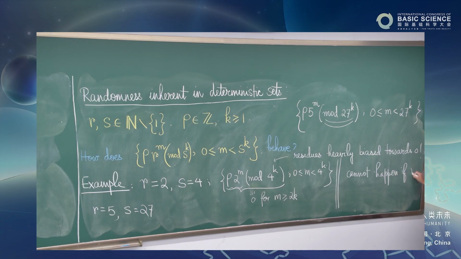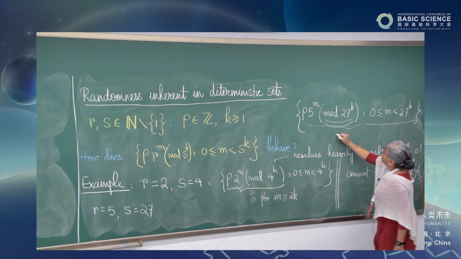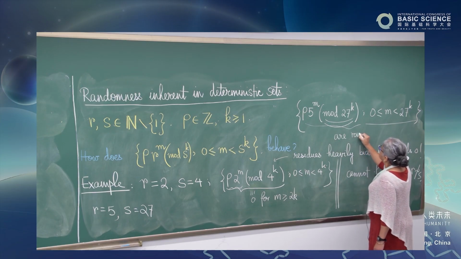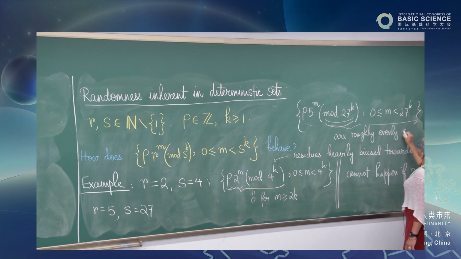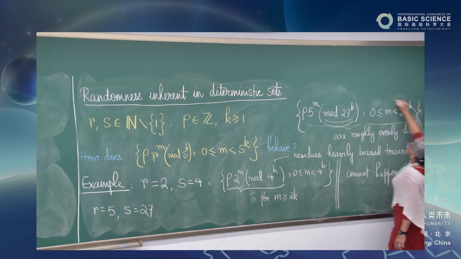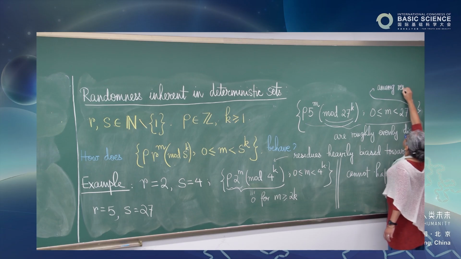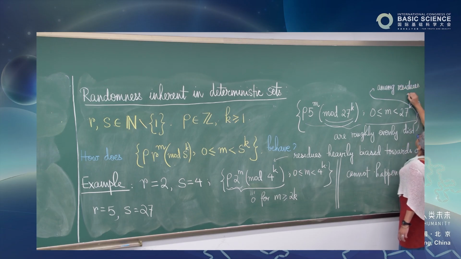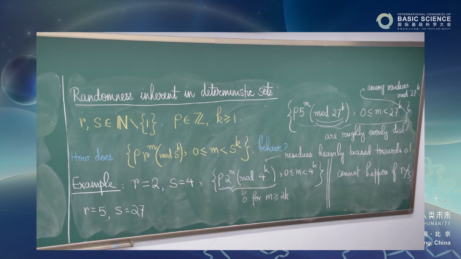if R and S are linearly dependent, in which case these numbers are roughly evenly distributed among residues mod 27. You see? So this is what I meant by a randomness inherent in a discrete structure.